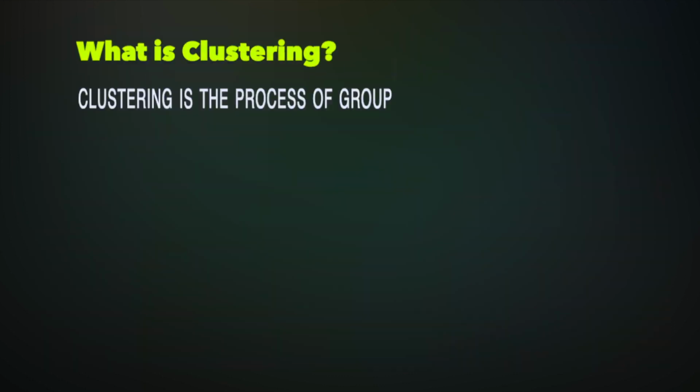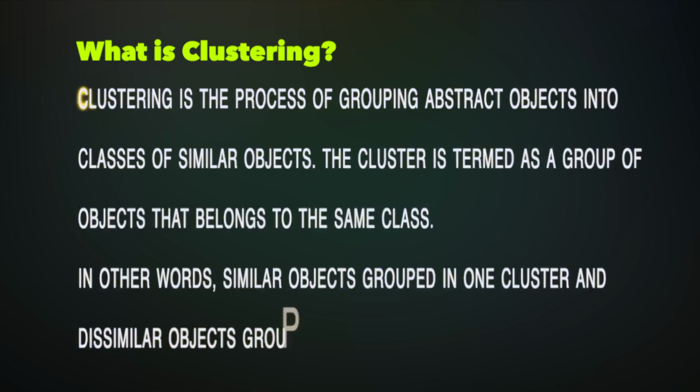Let us look into a proper definition of clustering. Clustering is the process of grouping abstract objects into classes of similar objects. The cluster is termed as a group of objects that belong to the same class. In other words, similar objects are grouped in one cluster and dissimilar objects are grouped into another cluster.